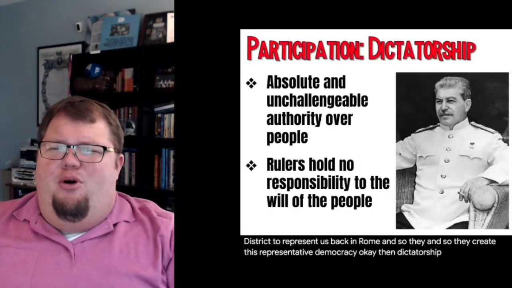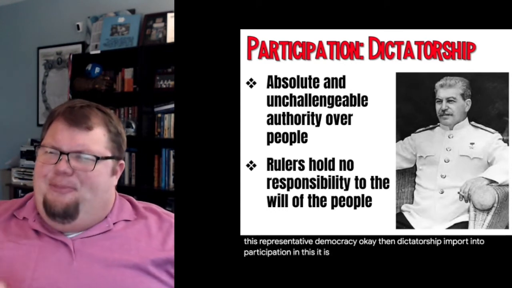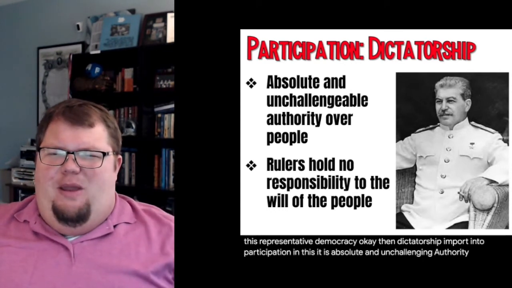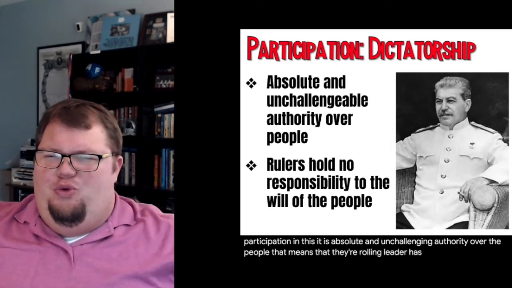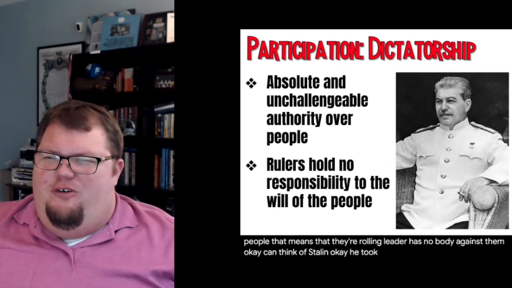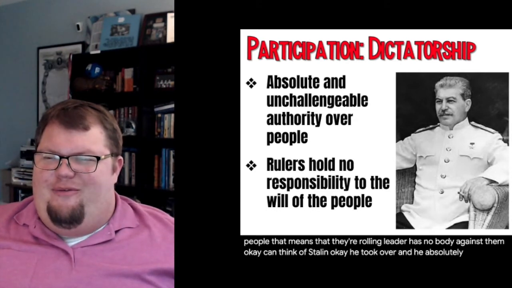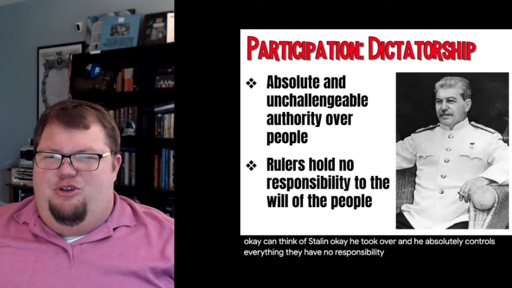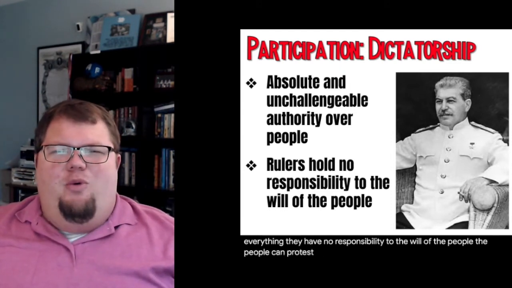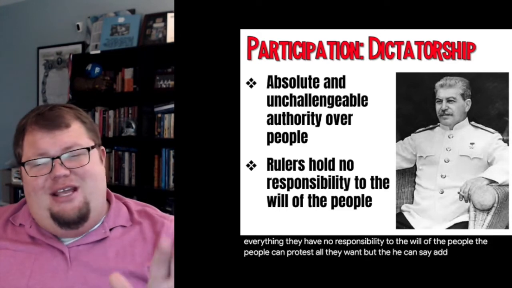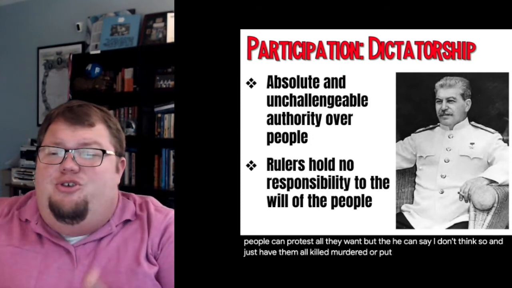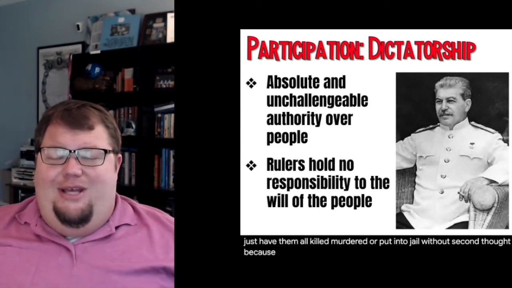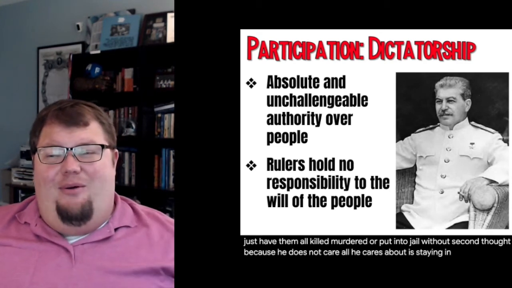Then dictatorship, the next form. In this, there is absolute and unchallenged authority over the people. That means the ruling leader has nobody against them. You can think of Stalin. He took over and absolutely controlled everything. They have no responsibility to the will of the people. The people can protest all they want, but he can say, I don't think so, and just have them all killed, murdered, or put into jail without second thought, because he does not care. All he cares about is staying in power and keeping his power.